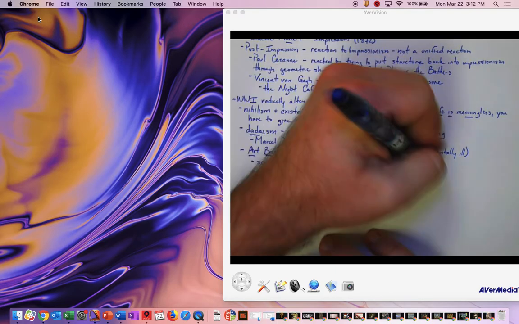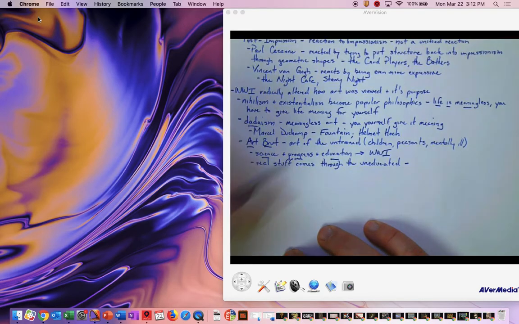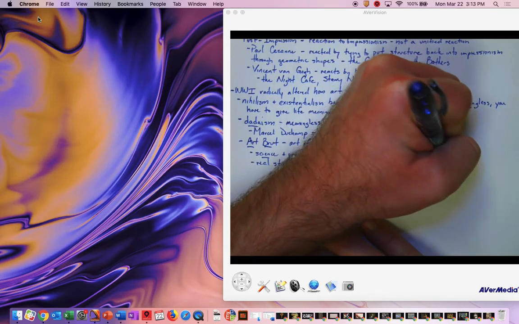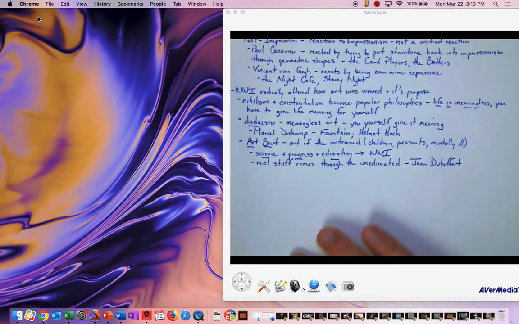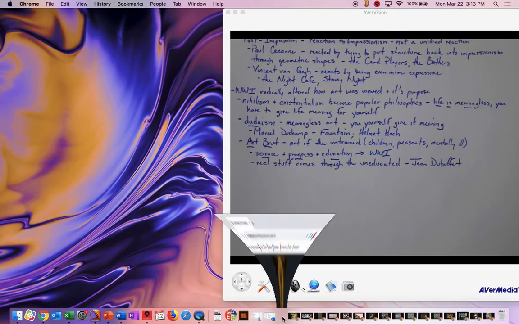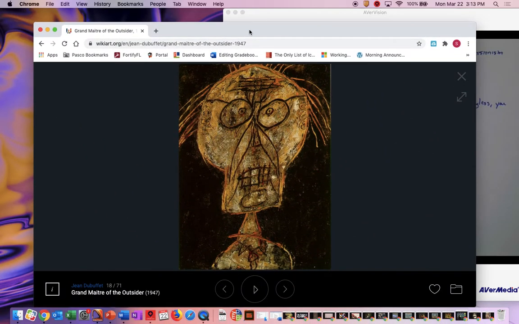So one of the proponents of this was a French artist named Jean Dubuffet. And he himself was an artist, but he liked to create art in this style. And so here is a Jean Dubuffet. It's meant to be as if a child were to draw it. So this is called the Grand Maître of the Outsider.